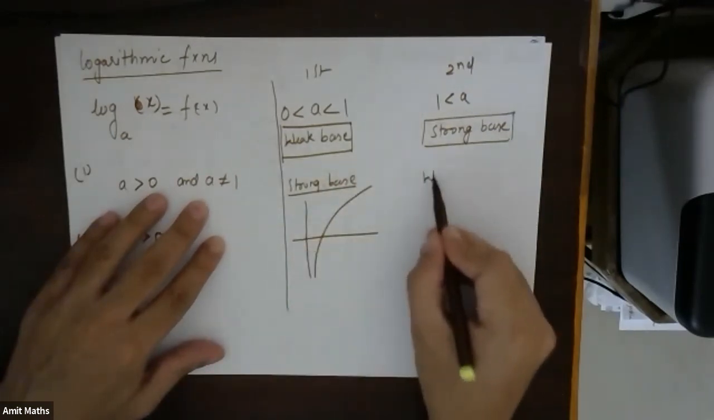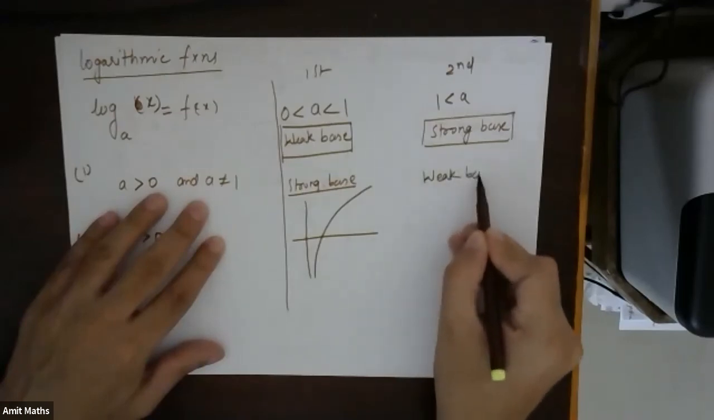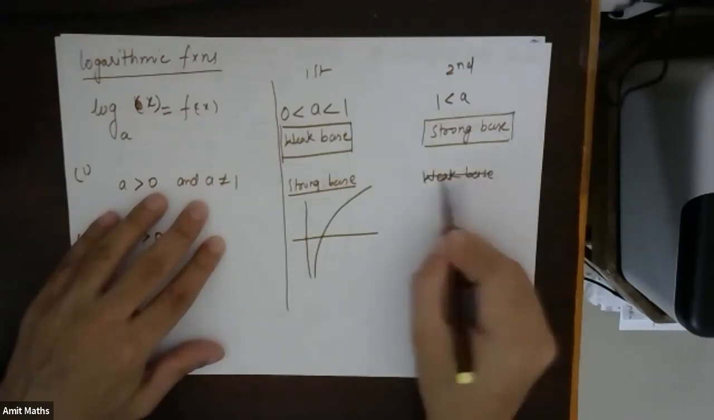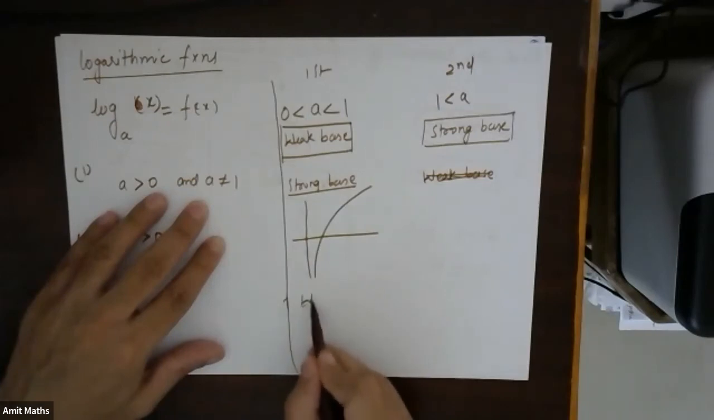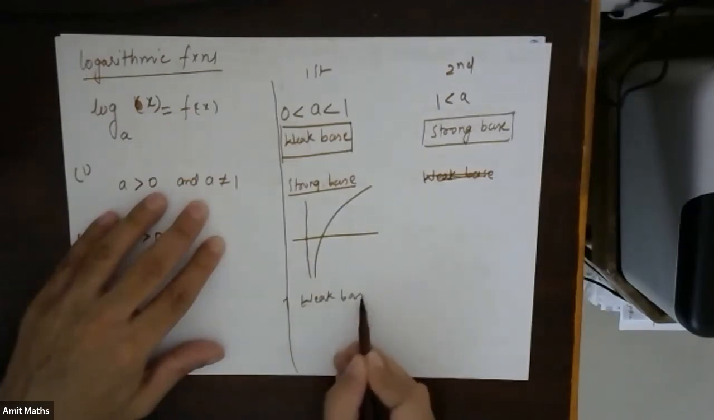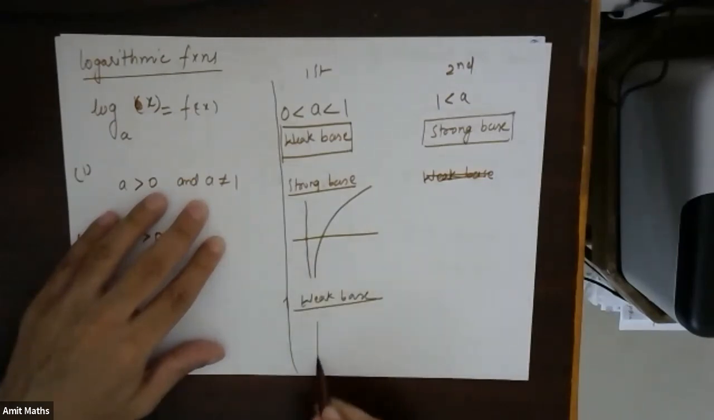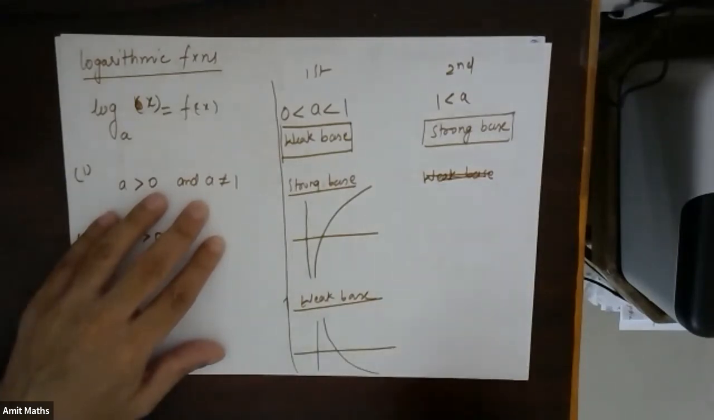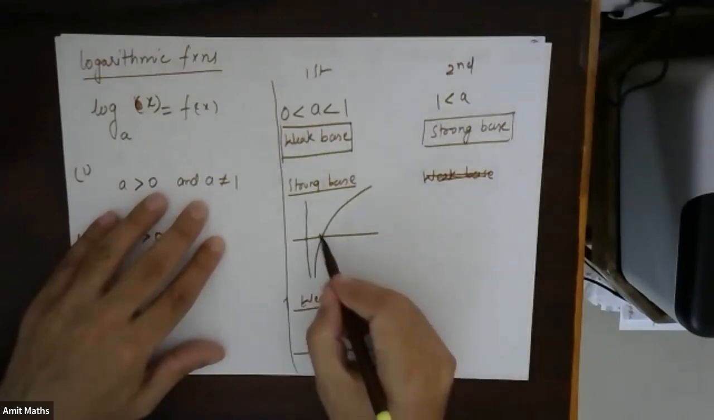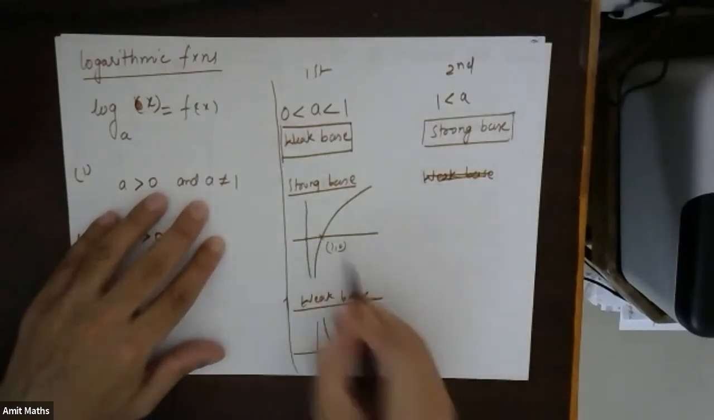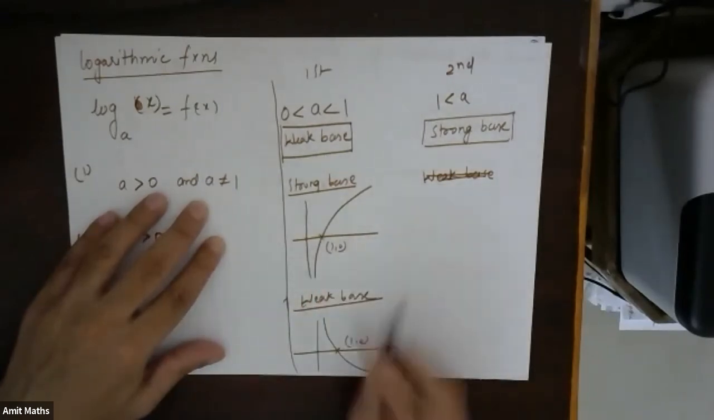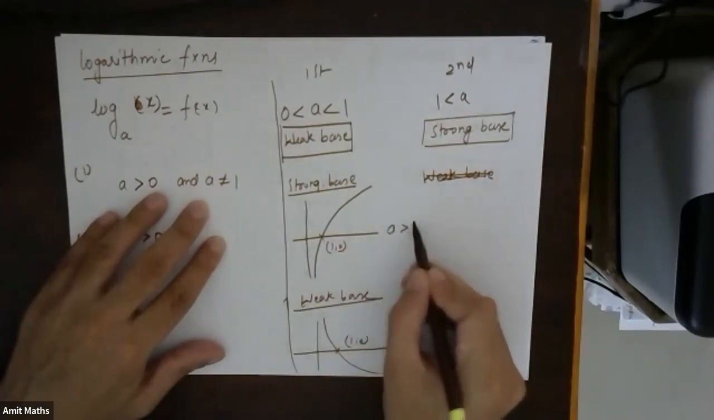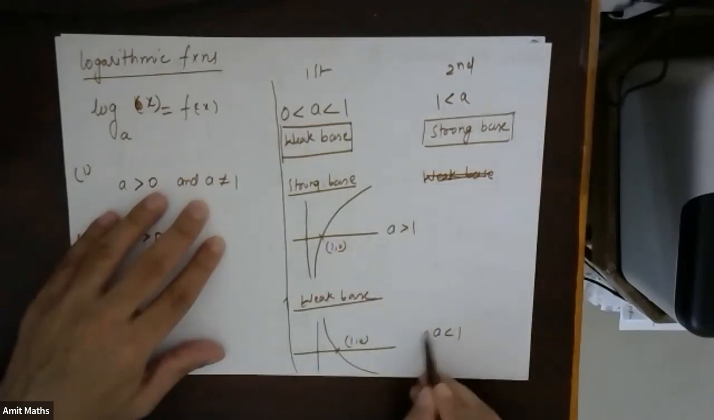And for weak base, I'll write it here, the graph of log will be something like this. Fine. This will get inverted. So this is point (1, 0). Also this is point (1, 0). For this, a is greater than 1, and for this, a is less than 1 and greater than 0.